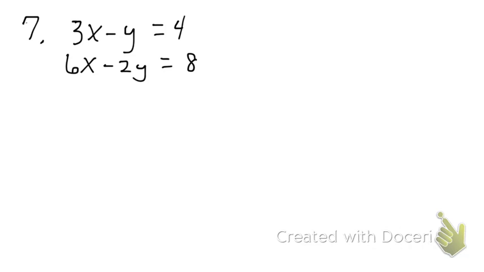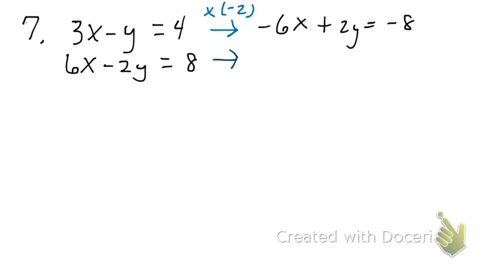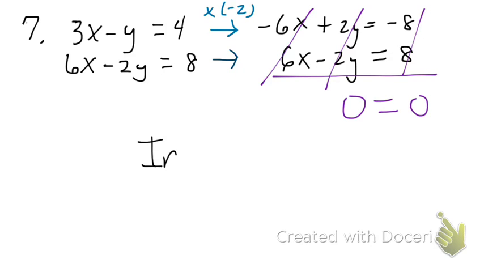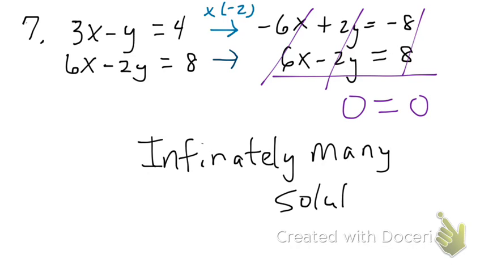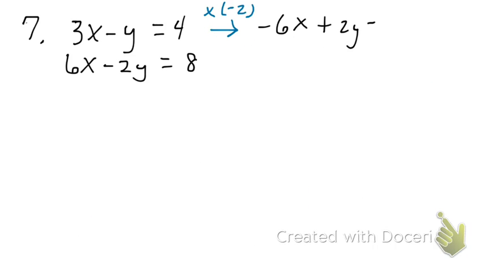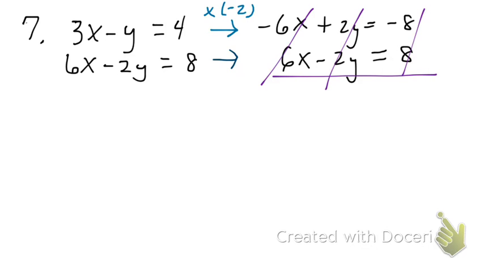It looks like in this situation we can multiply the first equation by negative 2, and that way we'll get opposites for x. So let's go ahead and do that. Keep in mind, we're always trying to find the easiest way we can do this. Alright, so here, when we do that, we're going to get 0 equals 0.